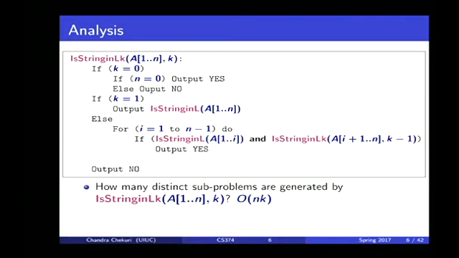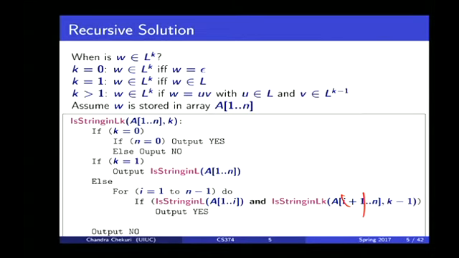How much work are we doing here? To solve one problem, you have to do n work, because you have to check all the prefixes. For i from 1 to n minus 1, you have to check whether the prefix string is in L and whether the suffix is in L to the k minus 1. So the amount of work in each recursive call, assuming all the previous problems are available to you, is n, not 1.